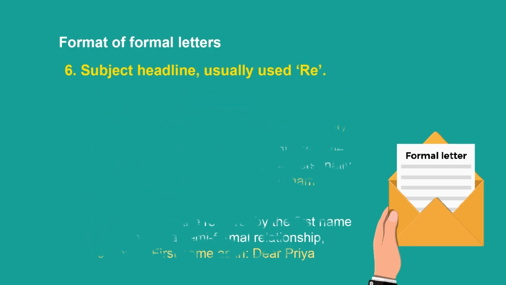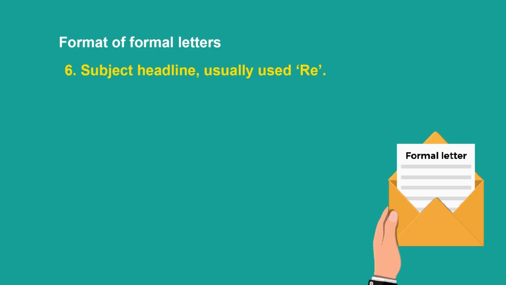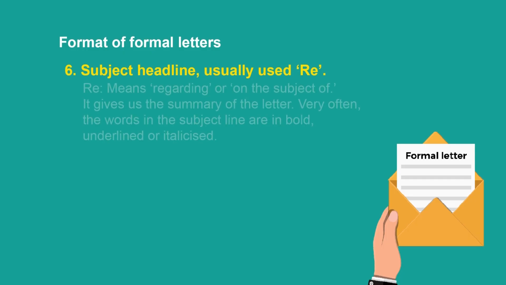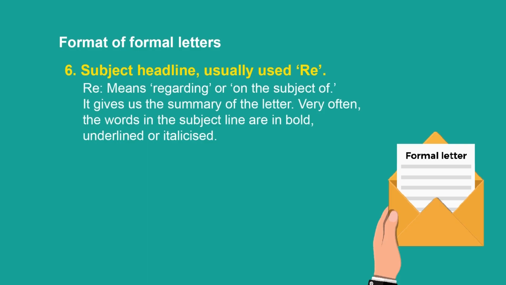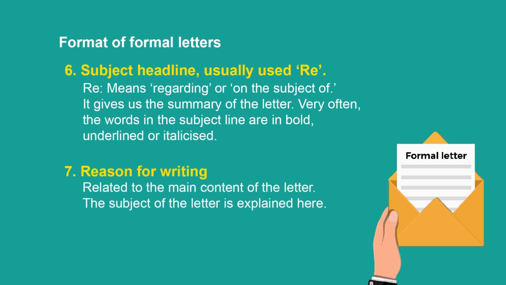The next component is the subject line, usually used RE. RE means regarding or on the subject of. It gives us the summary of the letter. Very often, the words in the subject line are in bold, underlined or italicized. The next component is called reason for writing. This part of letter is related to the main content of the letter. The subject of the letter is explained here.